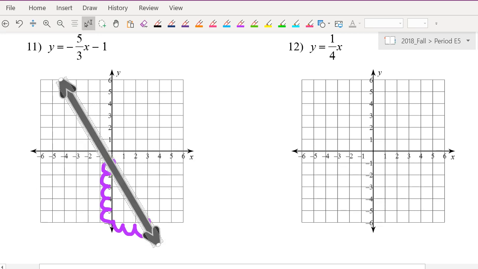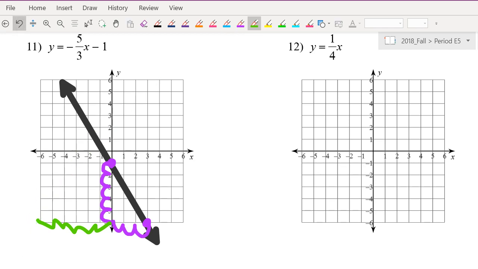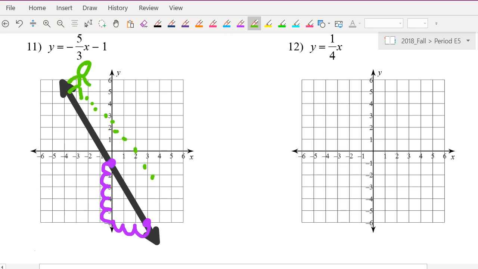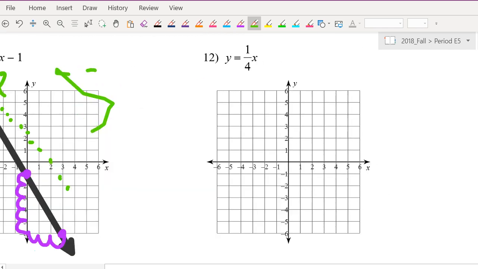Okay. So the biggest mistake students will make is they'll go negative down and negative left, but that would make a positive line. So we don't want to do that. That's bad. So we want to double check with a little person running on a green alien person. Is he going down from left to right? Yes. So we've checked it.